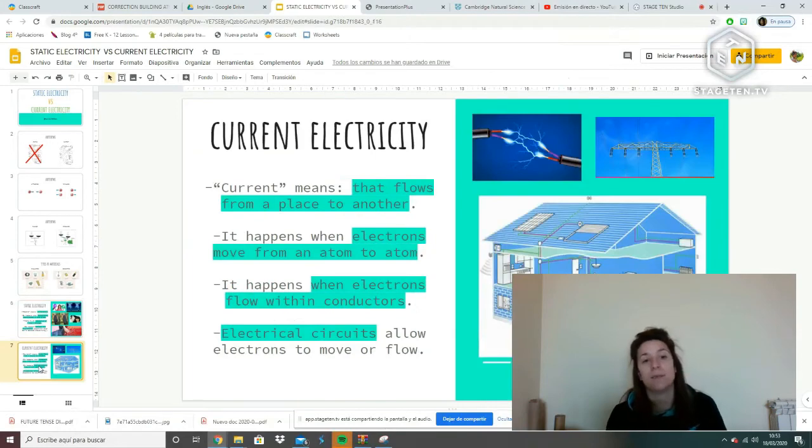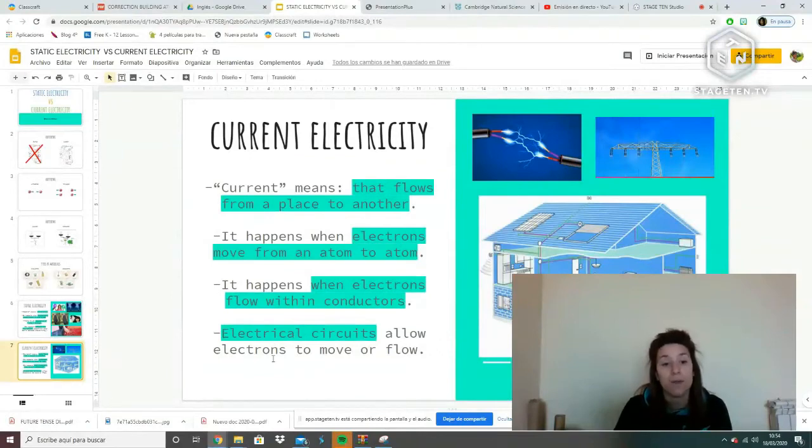And now we're going to explain what is current electricity. Remember that current means that it flows from one place to another. So the electricity, or the electrons in this case, are moving, all right? It happens when the electrons move from one atom to another, from atom to atom. It happens when electrons flow within conductors. So in this situation, we're talking about conductors, materials that conduct electricity, like metals or water.